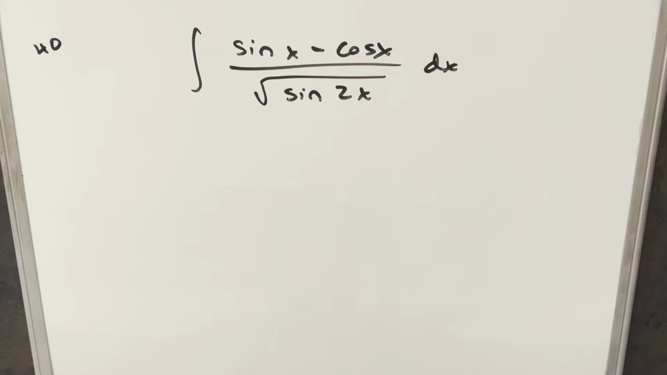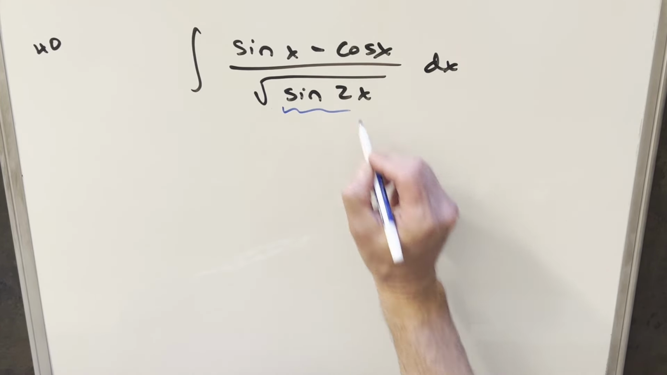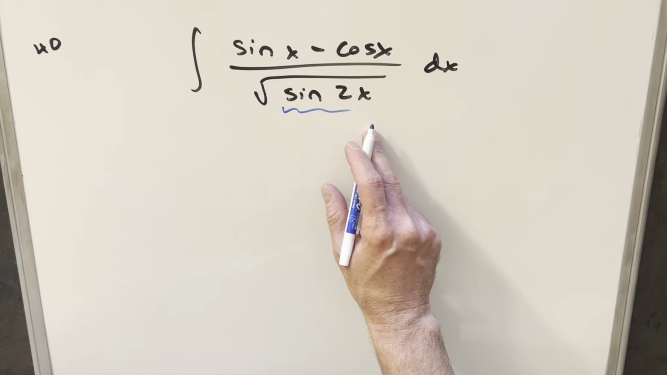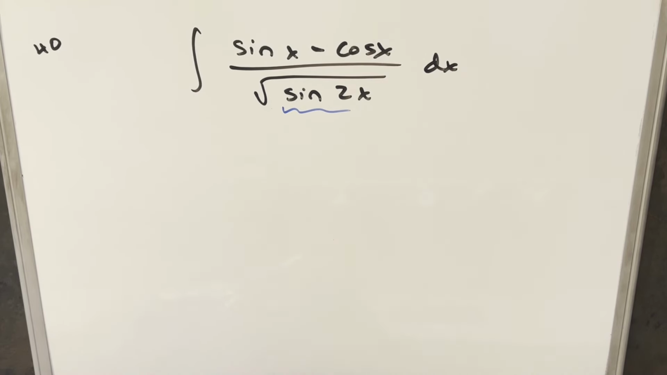Okay, to get started with this, the thing I noticed here is this has been coming up a lot lately, where we've got sine of 2x inside a square root and then we've got something with sines and cosines. This is a good case where we can do a u substitution, but it just takes a little manipulation first.